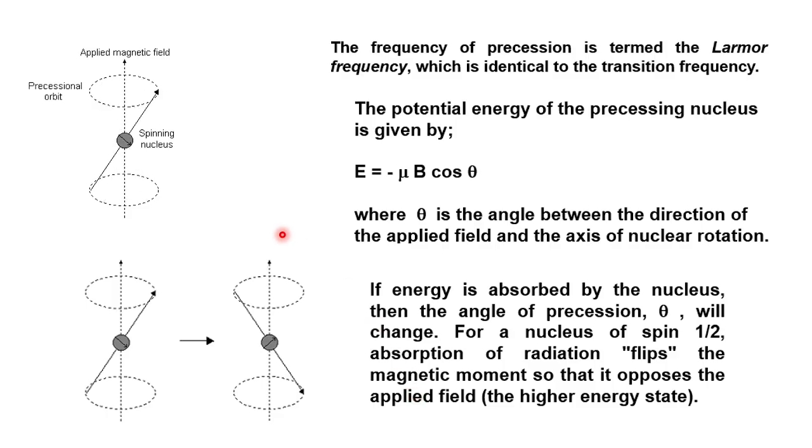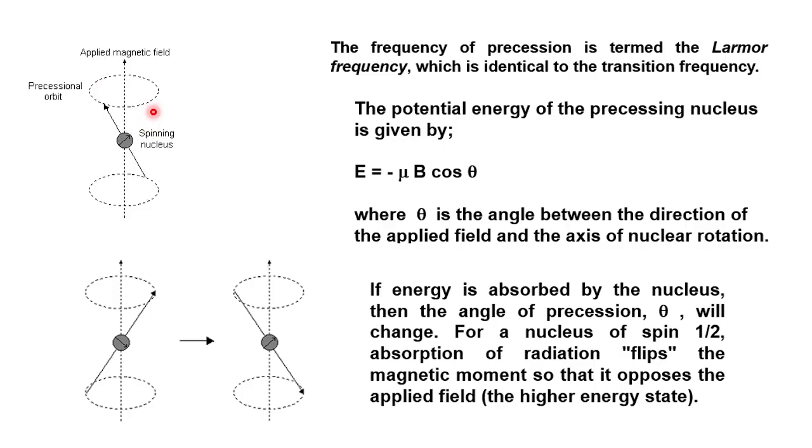Now when a nucleus is spinning, it is not at a 0 degree angle, it is spinning at a specific angle. The motion is like this. In that way, a nucleus is spinning. Now it is represented as E equal to minus mu B cos theta, where theta is the angle between the direction of the applied field and the axis of nuclear rotation.